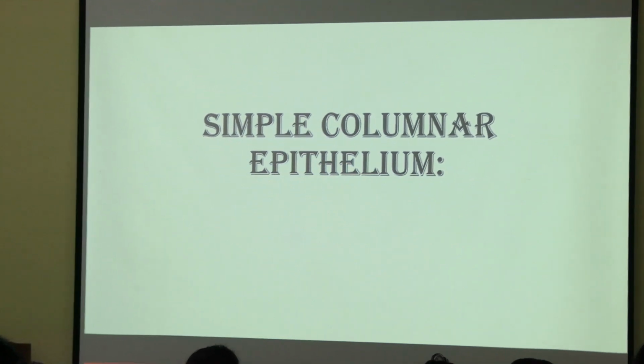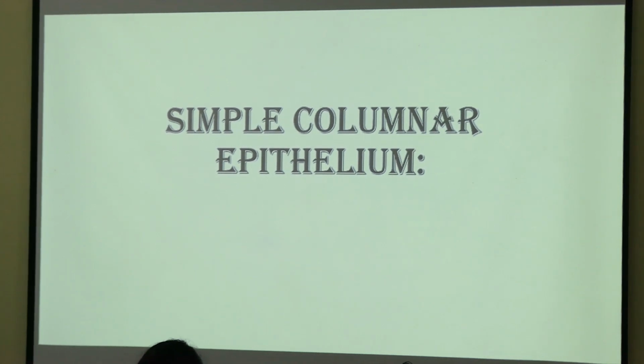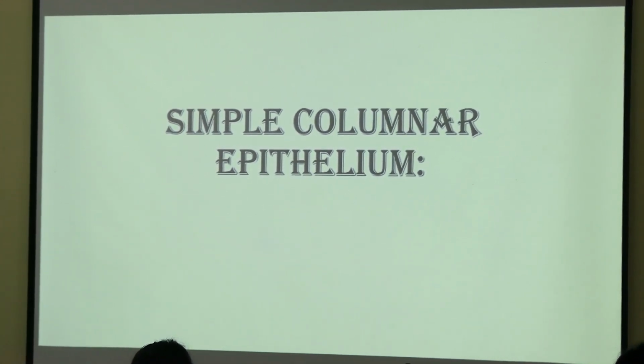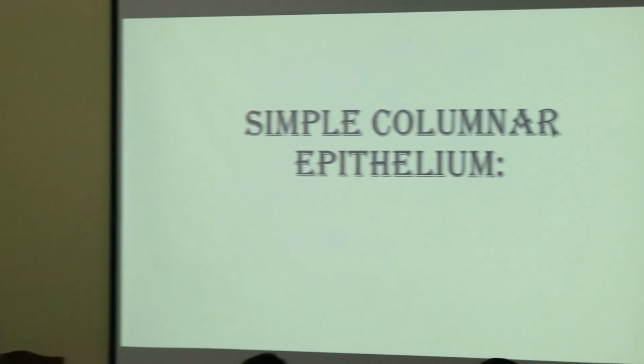Simple columnar epithelium. Why is it columnar? What's the meaning of column? It is a feature: height more than width. Height more than width, like this one, is called column. So obviously the cells will be like column only. Height is more than width. And why is it simple? Because it has a single layer.